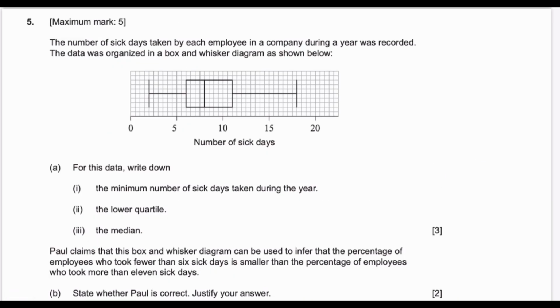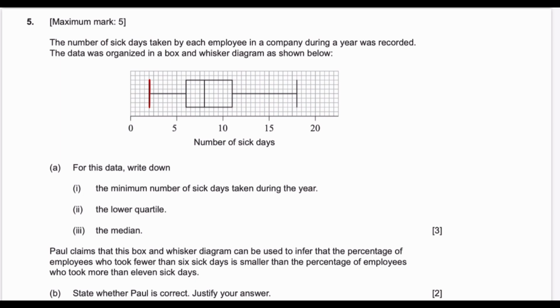Okay, question number 5 is finally statistics. In this particular exam version, they gave a lot of questions on geometry and trigonometry. But this one is a stats question, and it is a box and whisker plot. The number of sick days taken by each employee in a company during a year was recorded. The data was organized in a box and whisker diagram as shown below. For this data, write down the minimum number of sick days taken during the year. Very easy question. It says write down.